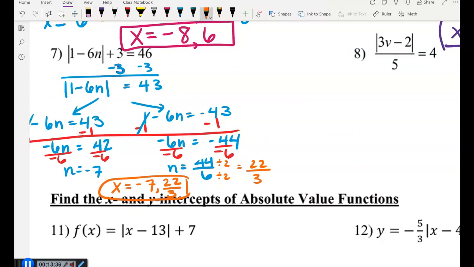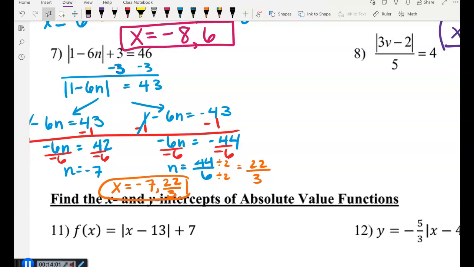I'm going to slow down a little bit. So last example in this set, and then we have 2 more for the x and y intercepts at the bottom. Number 8, absolute value, 3v minus 2, close it, divide by 5 equals 4.